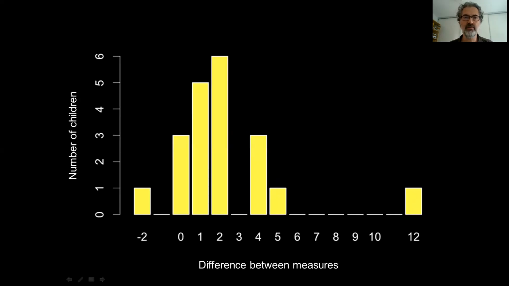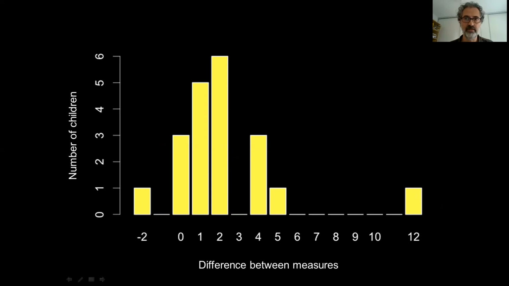This is a histogram of the differences between the first and second measure. This is the one person who happened to get a lower score the second time. And this is a person who got 12 points higher the second time, which means something is wrong here. Maybe this person was distracted or sick the first time.